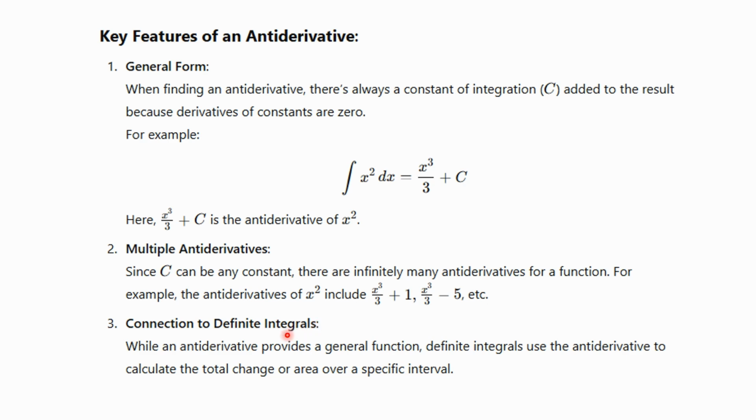And then there's a connection here with definite integrals as well. While an antiderivative provides a general function, definite integrals use the antiderivative to calculate the total change or area over a specific interval. And it's kind of what we're trying to do here with this example that we're going through with the car traveling.